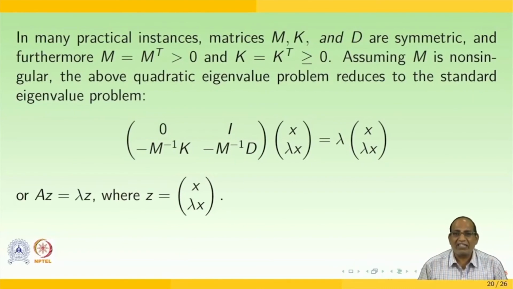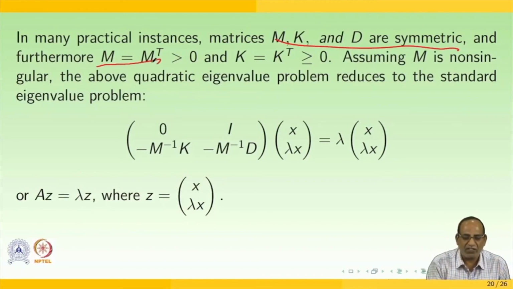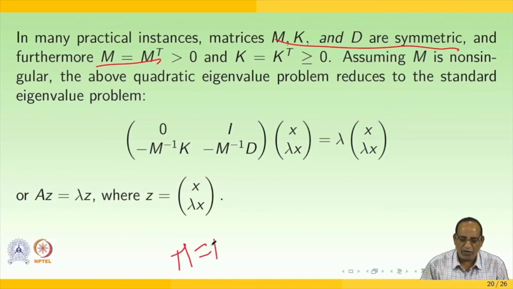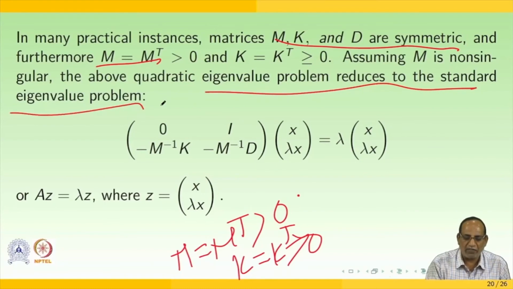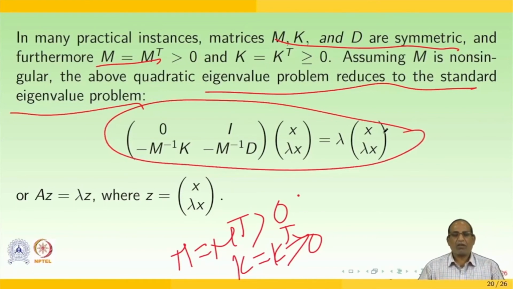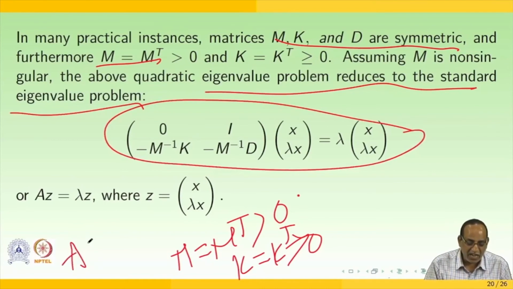So, in many practical instances, matrices M, K, D are symmetric, and further we will write M is equal to M transpose greater than 0, K is equal to K transpose greater than 0. Assuming M is non-singular, the quadratic eigenvalue problem reduces to the eigenvalue problem like this. And we can write it as Az is equal to lambda times Z.